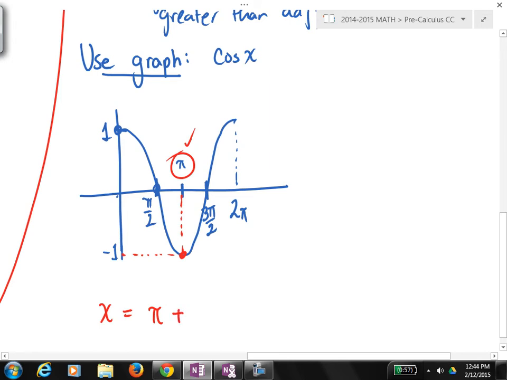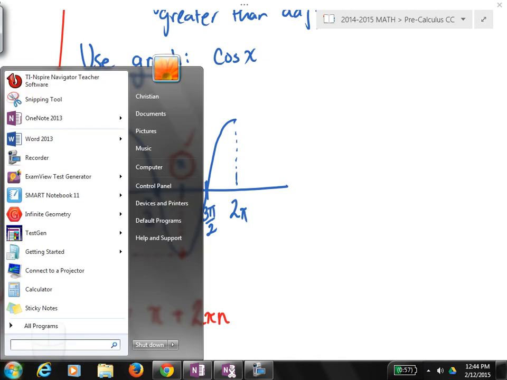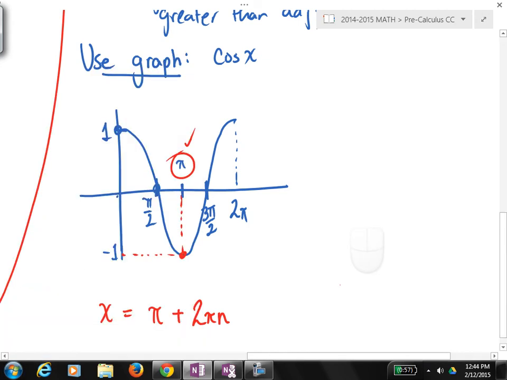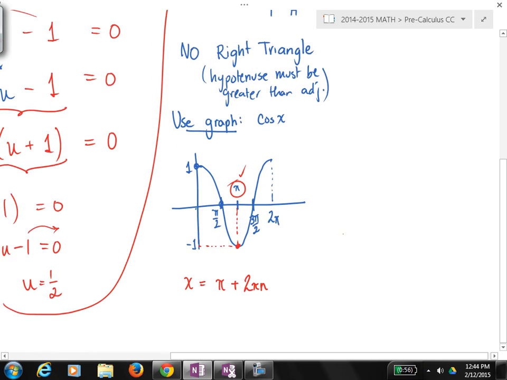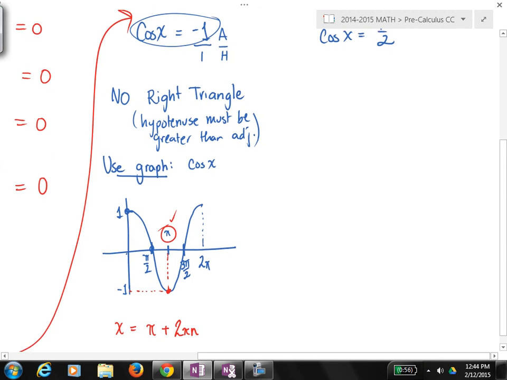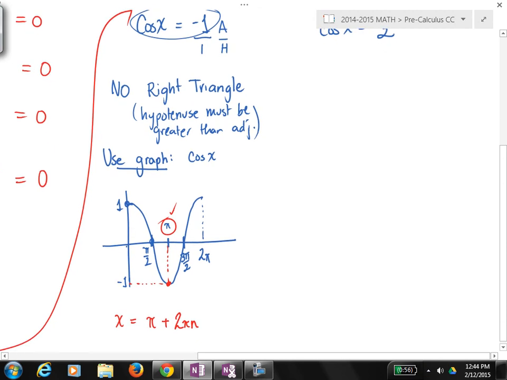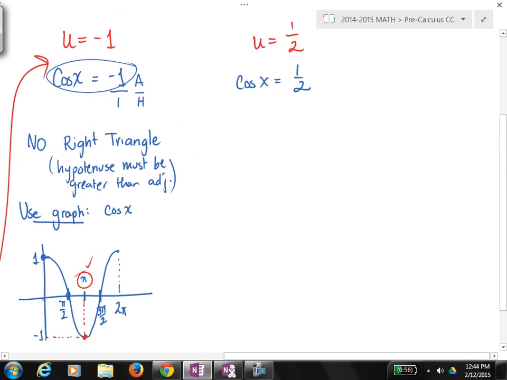Plus what? Well, what is that something? 2 pi. Alright, so we're done with this half. What's left to do is now we have this other half over here.